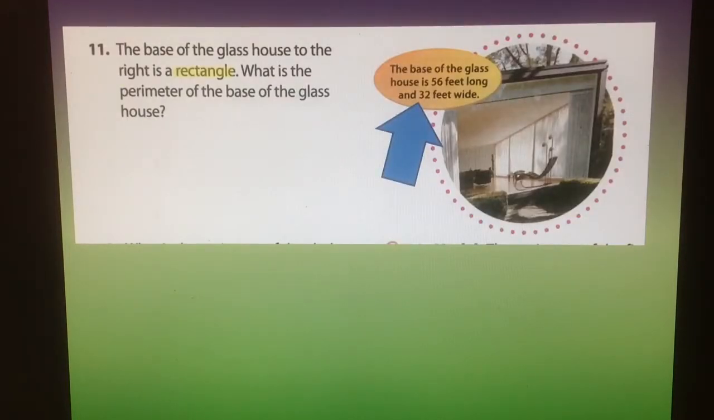The base of the glass house is a rectangle. What's the perimeter of the base of the glass house? Well, it says the base of the glass house is 56 feet long, 32 feet wide. To solve, I would do 56 plus 32 plus 56 plus 32.